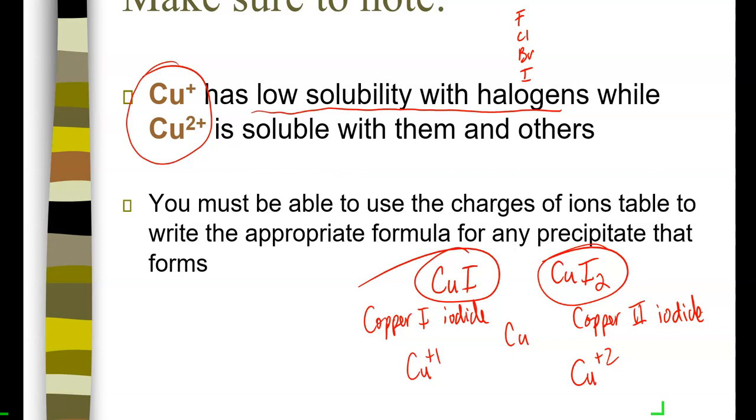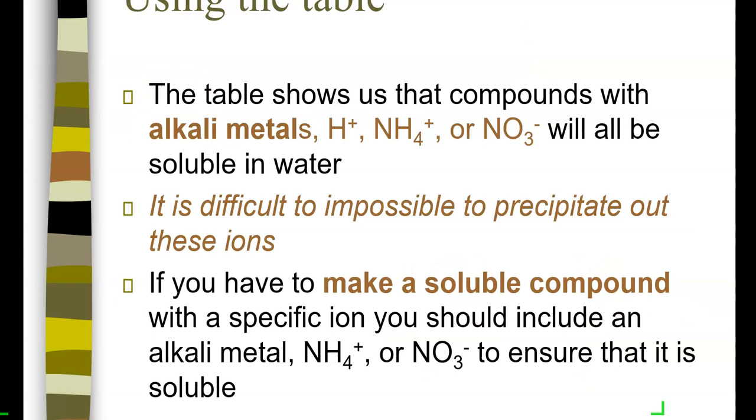You must be able to use the charges of ions in the table to write appropriate formula for any precipitate that forms. And I think some of us still need some refresher on those. So if you can come to see me for some help. We've gone through how to be using the table. So what we're talking about here is in the second half of 3.2.